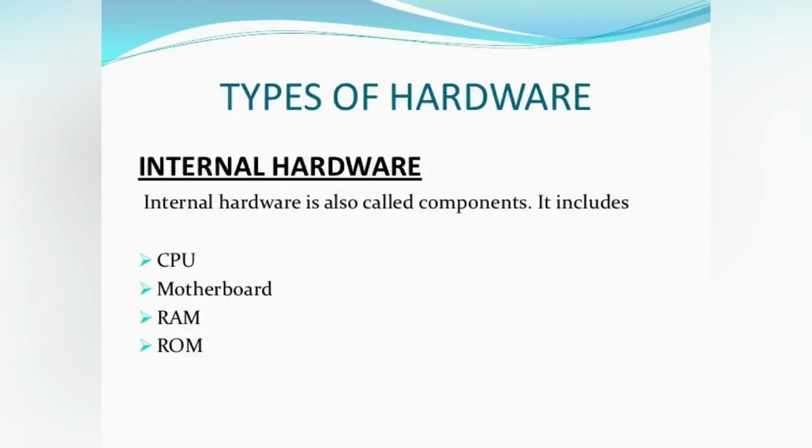Now let's see the types of hardware. Firstly, we have the internal hardware. The internal hardware parts of a computer are often referred to as components. Internal hardware devices include motherboards, hard drives, RAM or ROM, and CPUs, or you can say microprocessor.